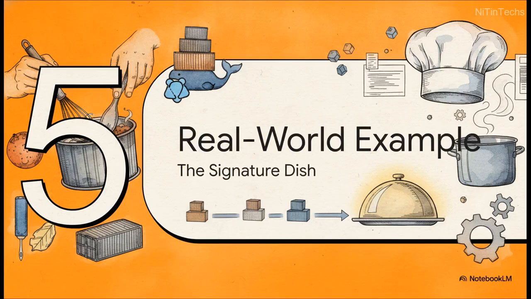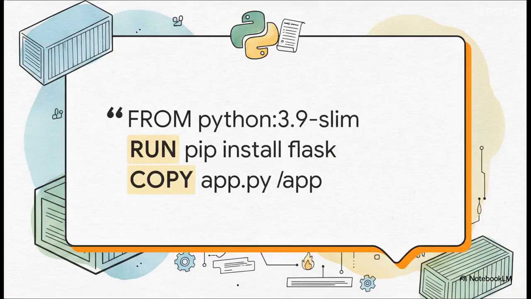Finally, Section 5, a real-world example and the signature dish. Let's take a look at a real-world Dockerfile for a Python web application. This is our literal recipe card. Notice how we start with a really precise Python base image, then install the Flask library and map out our files. It's super concise. It completely avoids that dreaded latest tag by specifying version 3.9 Slim, and it clearly lays out the exact foundation the container needs.